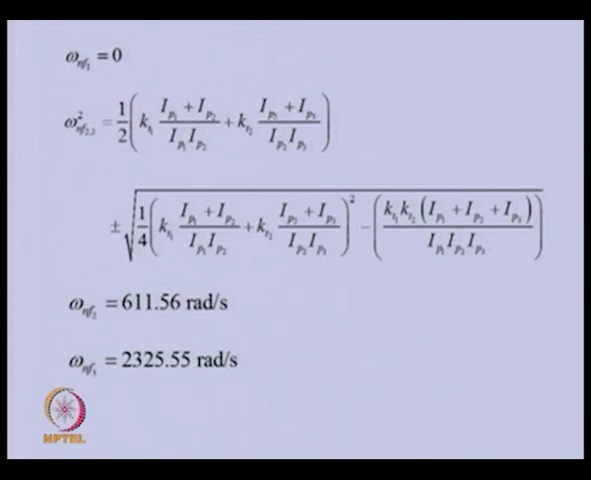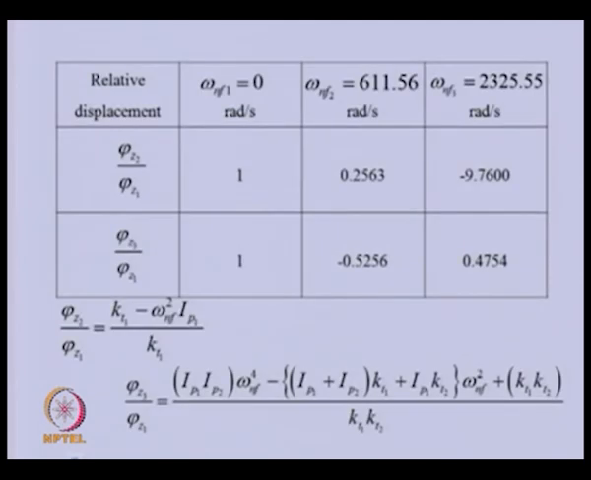Now, these expressions which we know for the natural frequency of the system, we can substitute, and here we get the first as 0 natural frequency and 2 flexible mode natural frequencies, 611.56 radians per second and 2325.55 radians per second. Now, corresponding to this, if we want to obtain the natural mode shapes, we can use these expressions, and this ratio which we obtained earlier is of this form.